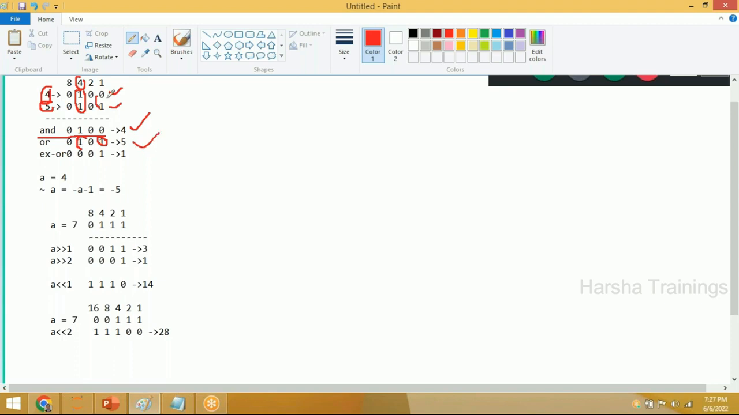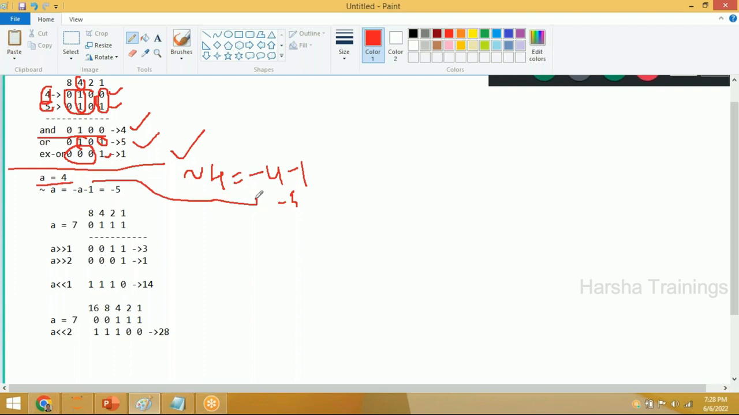What is XOR operation here? All the inputs are same, so the output will be 0. Only in the first rightmost bit, 0 and 1 are opposite, so the output is 1 here. I think everyone knows about AND, OR and XOR. Now, for example, I have A equal to 4. How to calculate the negation of 4? It can be written as minus 4 minus 1. This is the formula. So the output is minus 5. Is it okay?